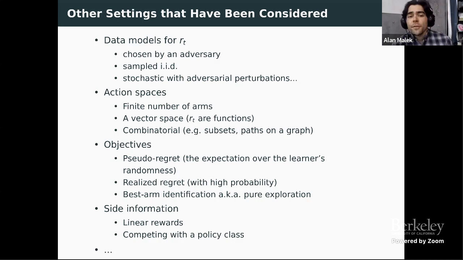There's different objectives, right? Pseudo-regret, the actual realized regret. And I guess you can think of best arm identification as a different objective called simple regret. There's a connection here, but that's one more way you could push the bandit theory. And there's the presence of side information, right? Also known as contextual bandits. And this is not a comprehensive slide, but there's a lot of different directions that people have looked at for the bandit problem. So we're just gonna look at the most basic ones. Okay, so let's start with adversarial bandits.